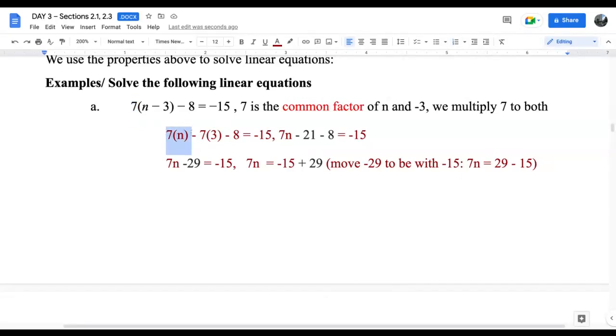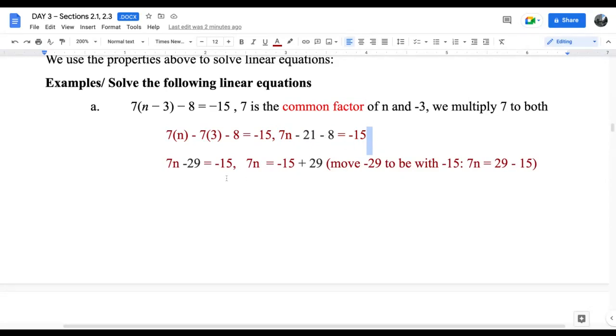Right? So 7 times n, 7n. 7 times negative 3, negative 21. Well, the negative we can put it here, or we can put it inside this. If we put it inside with the negative 3, we have to write plus sign here. But normally we just put it over here, right? So 7n minus 21, then minus 8. Well, minus 21 minus 8 equals negative 15.